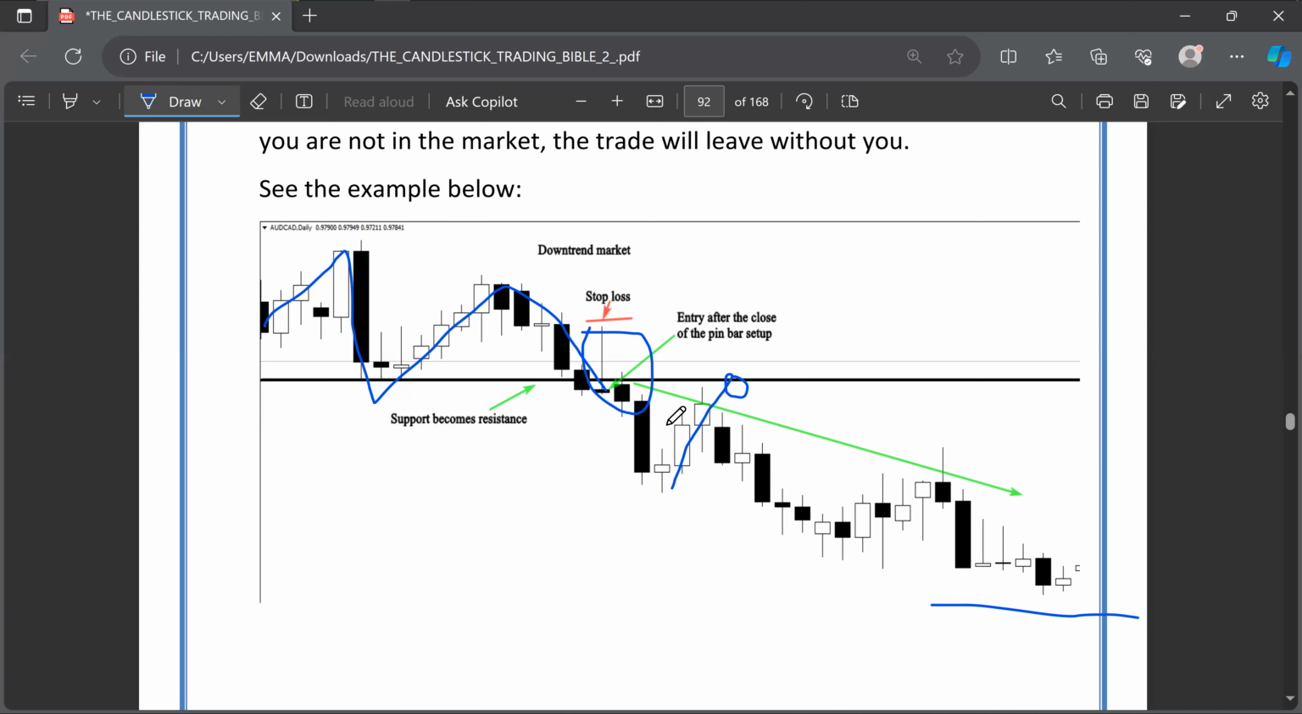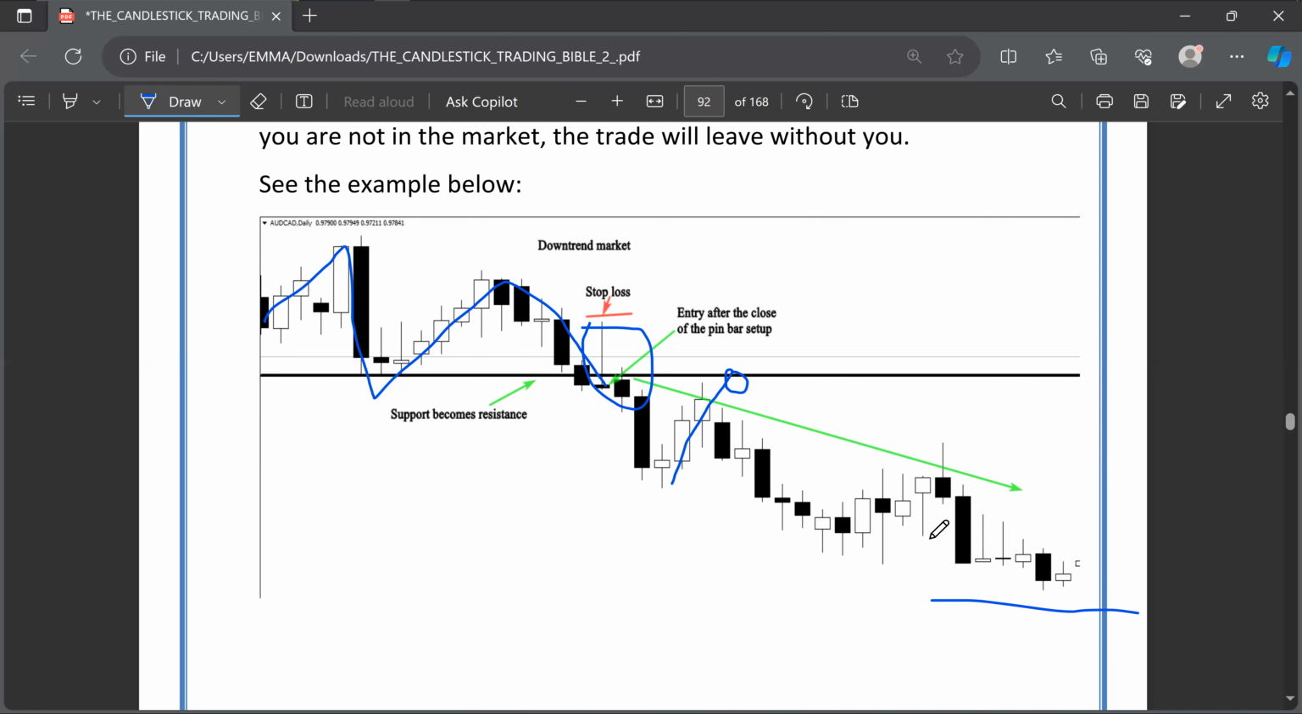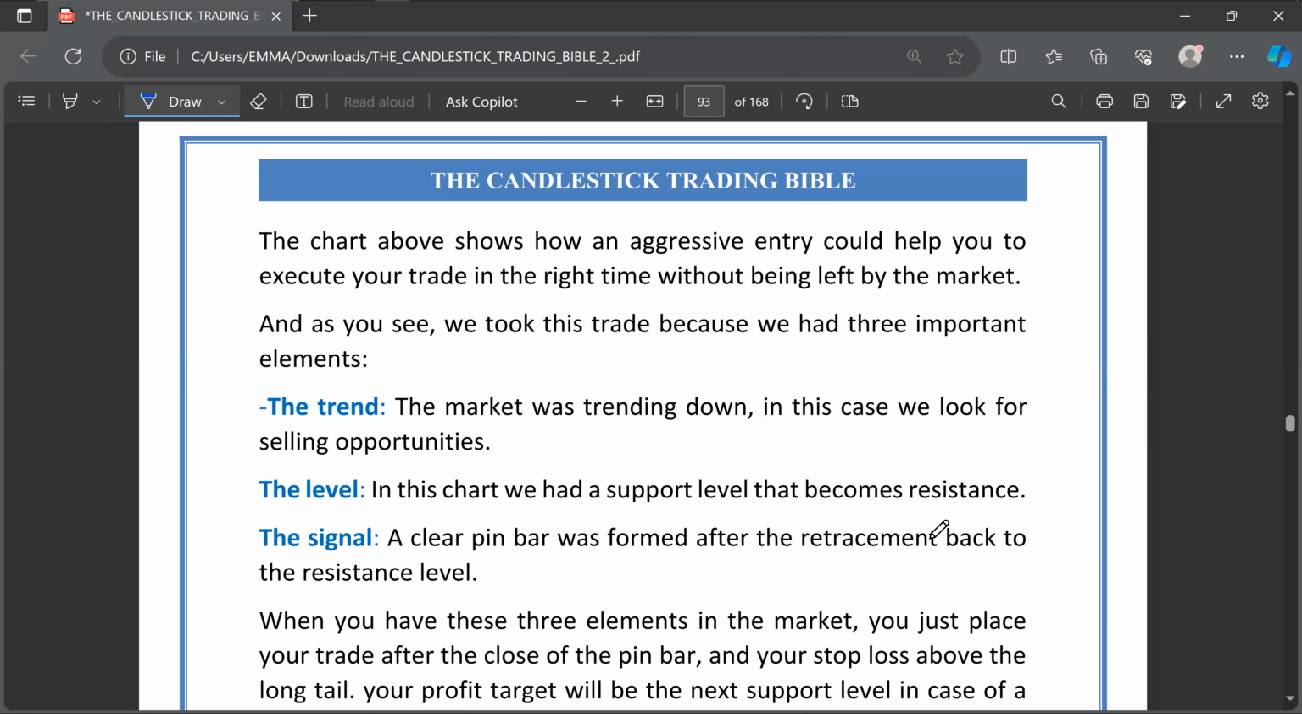So this is an aggressive trader, right? The conservative type waits for the price to come back to this level, like we were saying. But the aggressive trader will not wait. You see it, and then boom, they enter, and then they go their way. As simple as that. Now, the chart above shows how an aggressive entry could help you to execute your trade at the right time without being left by the market.